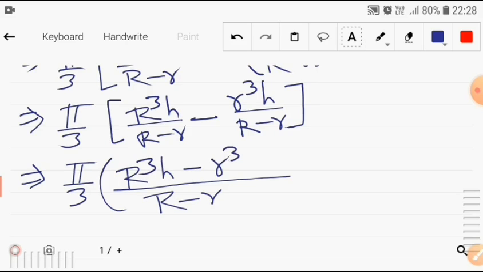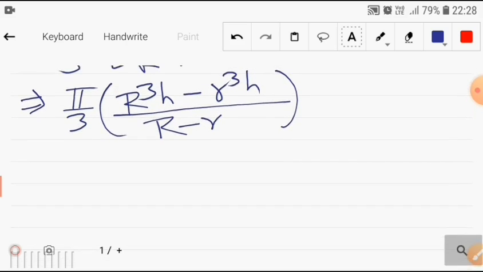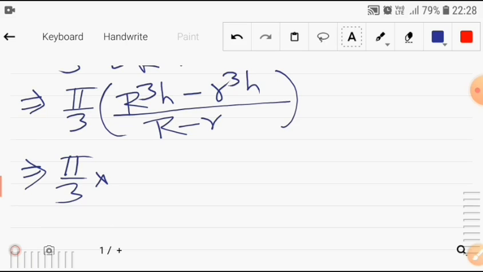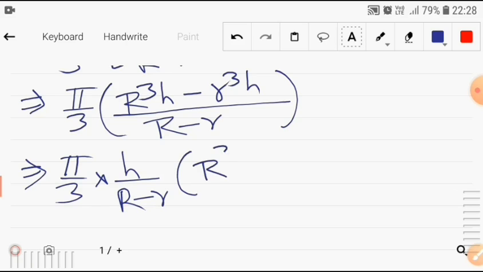Minus R cube h. Now by taking common, we'll take the common term out of the bracket. So pi by 3 is the common term, multiplied by R cube h, which is common in both of the above terms. R minus r is already common, so it will be taken outside, and the remaining terms will be kept inside the bracket. Next line.